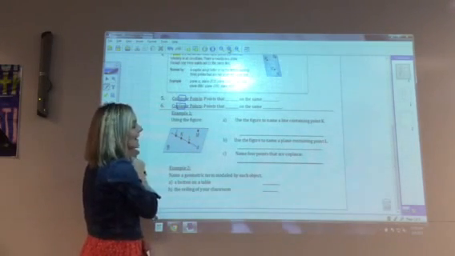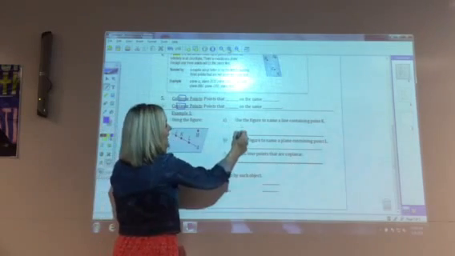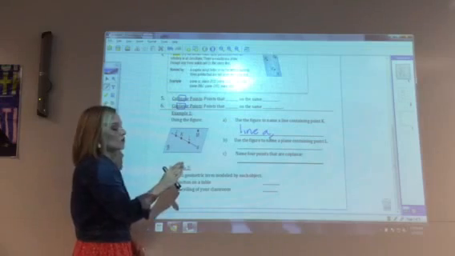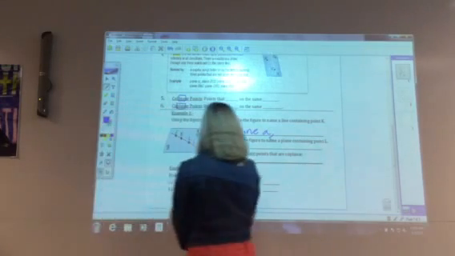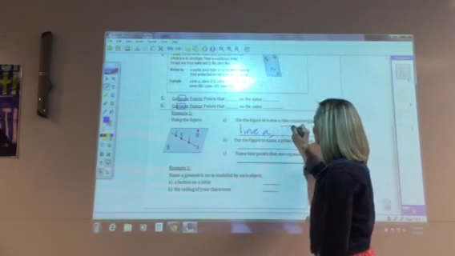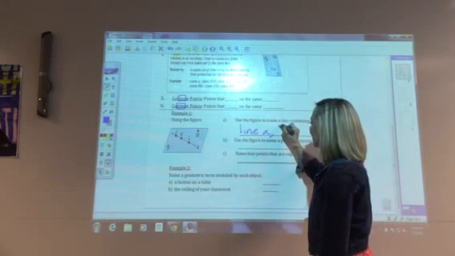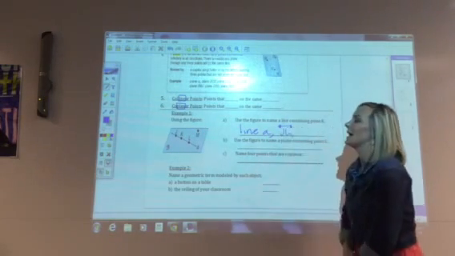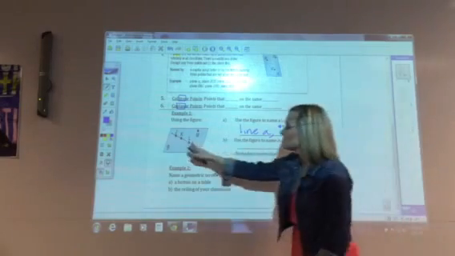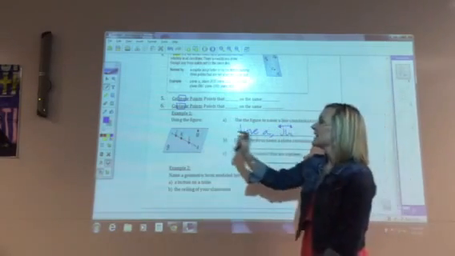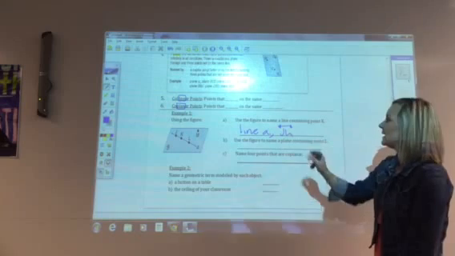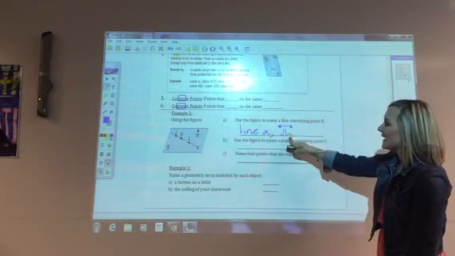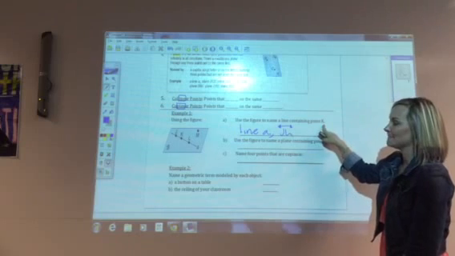If I were to name this line, I could call it line A, okay? I could also use any 2 points on that line to name it. And then notice the symbol above the letters to name it would have to be this line symbol. So I could say line JL, line LJ, line KL, line JK. Any 2 points on that line A would name that line that contains point K.